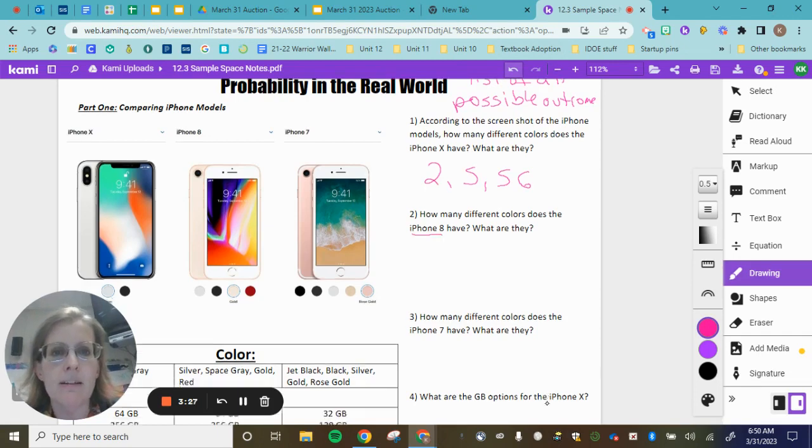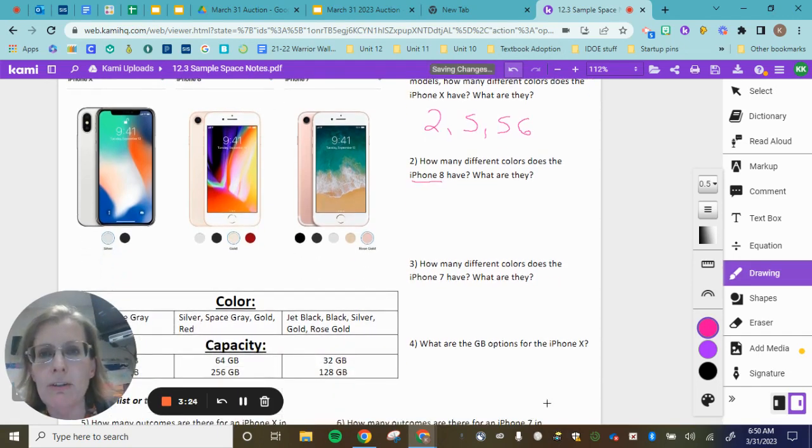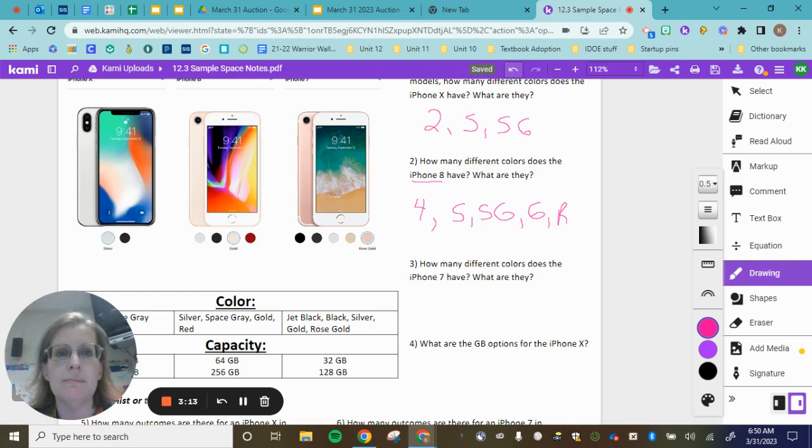And how about the iPhone 8? The iPhone 8 had 4 choices. Of course, they had to have fancy names: silver, space gray, gold, and then red. And how many different colors does the iPhone 7 have? It's got a lot more options. So I was like, wait, why does it have black and black? Well, apparently it's fancy. There are 1, 2, 3, 4, 5 colors. So it's got 5 colors. That is jet black, regular black, silver, gold, or rose gold.